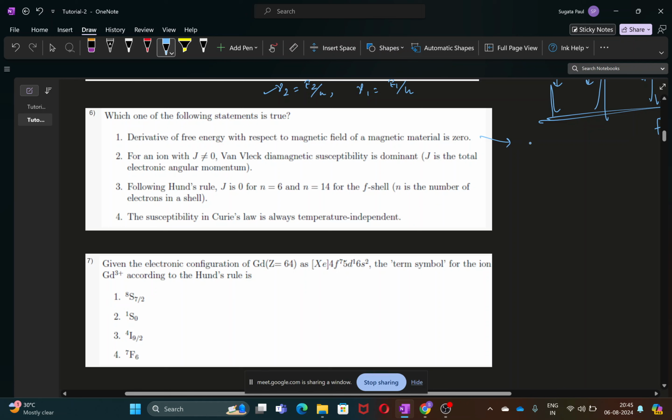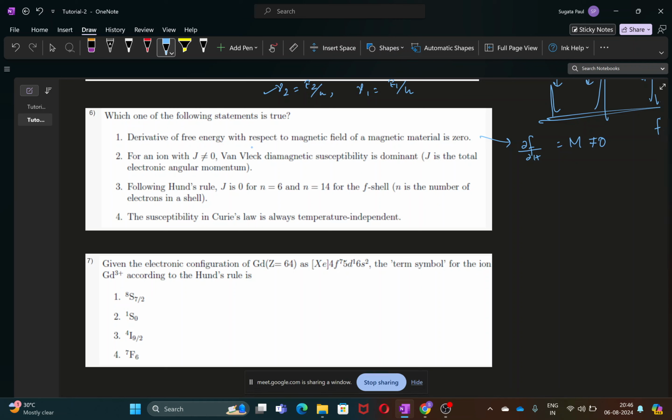Why? Because you know that if F is the free energy, then del F by del H is nothing but your magnetization M. That means the first derivative of the free energy with respect to the magnetic field is nothing but the magnetization. And for a magnetic material, the magnetization is always non-zero. So that means the first option is not right.